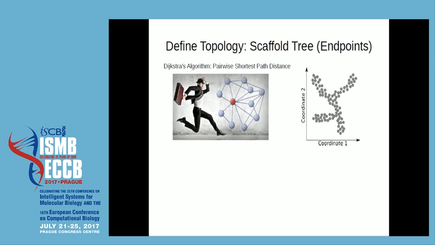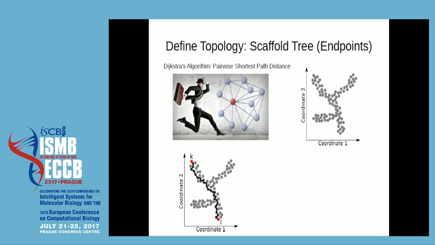The first one is to construct a scaffold tree. Given the embedding, we first check where the endpoints are, the cells that represent the different cell types here. We calculate the Dijkstra shortest path distance between all pairs of cells, and then we take the pair that maximizes this measure. This is going to be our first pair of endpoints.